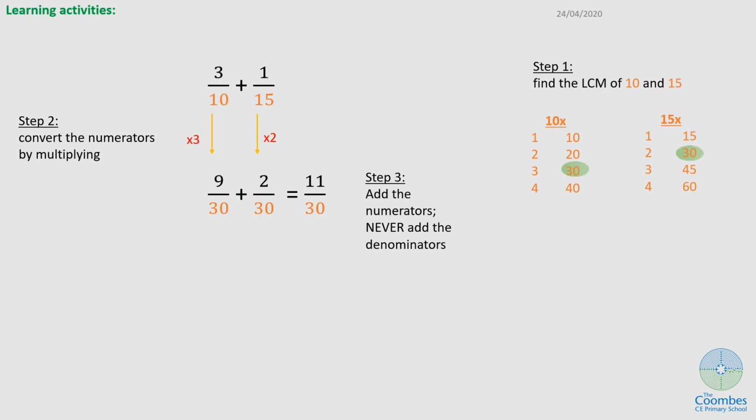We have a second fraction to add. 3/10 add 1/15. If you remember the steps, I have to find the multiples of 10 and 15. So let's do that on the right hand side. I'll write my LCM. The 10 times table is easy. 1 times 10 is 10, 2 times 10 is 20, 3 times 10 is 30, 4 times 10 is 40.